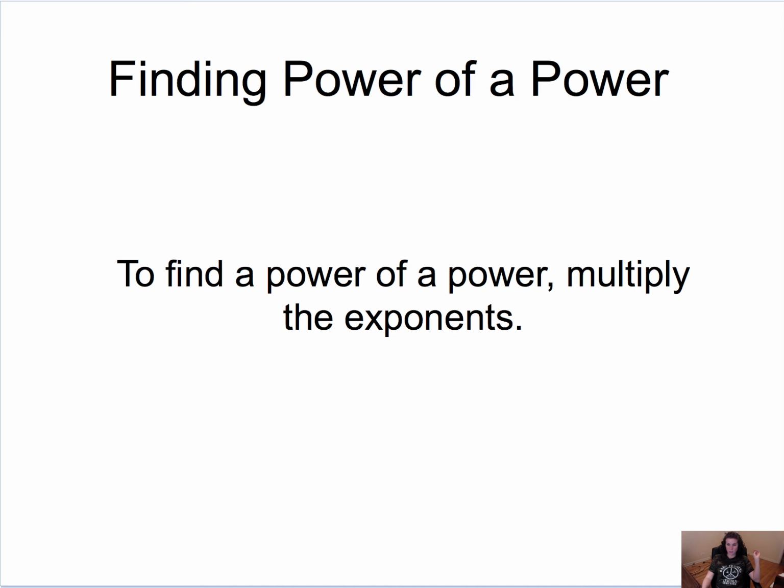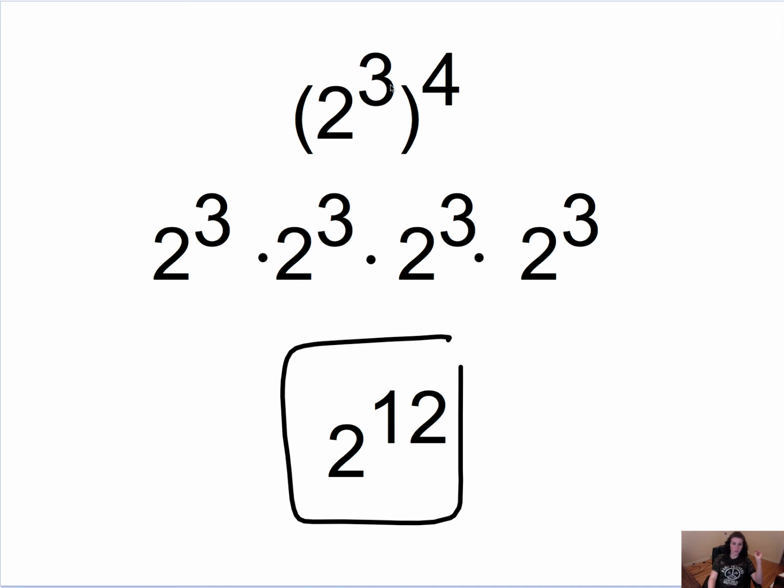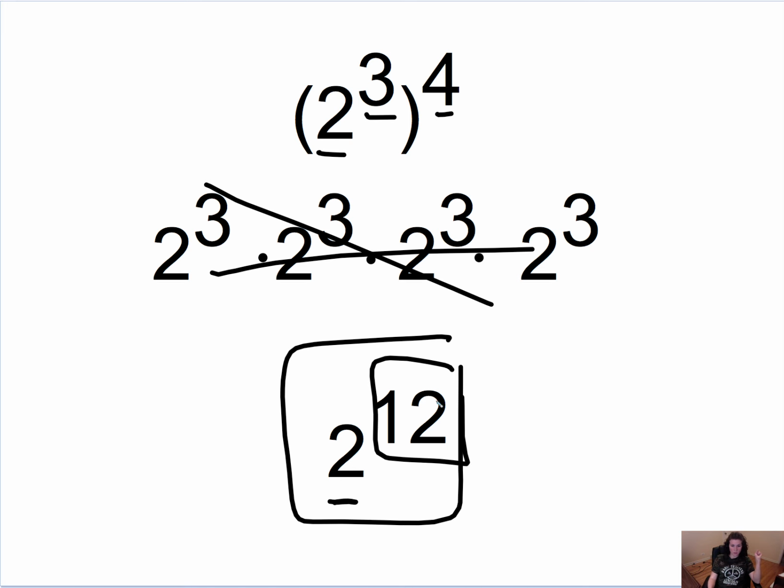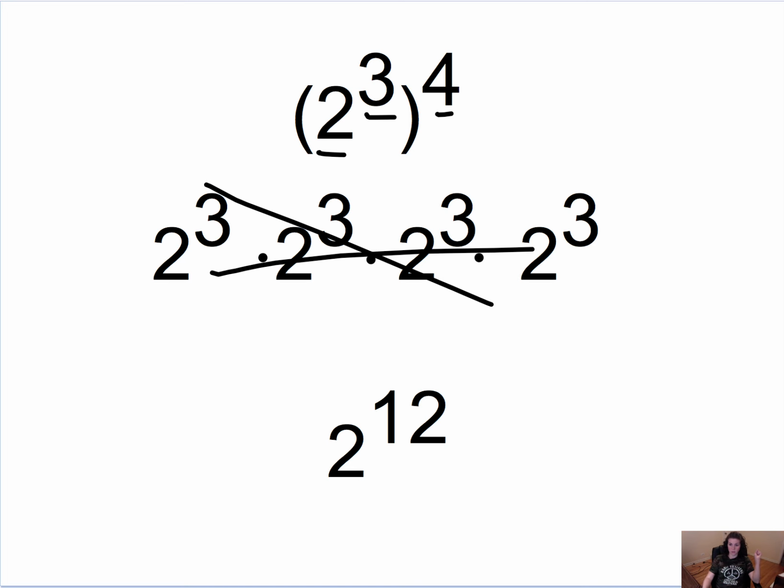So let me go back to the example that we just did. We were doing 2 to the 3rd to the 4th. You don't have to write all this down. You see that your base is 2, so you keep your base the same. And now you have power of a power, so you want to multiply 3 times 4, and that's how you get 12. You could do it this way if that's easier for you, but this is just a shortcut: you just multiply the exponents.